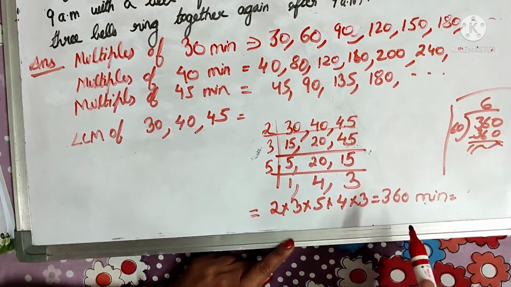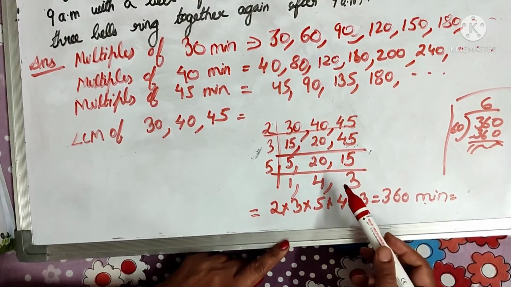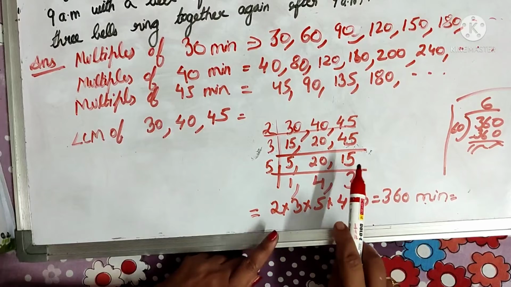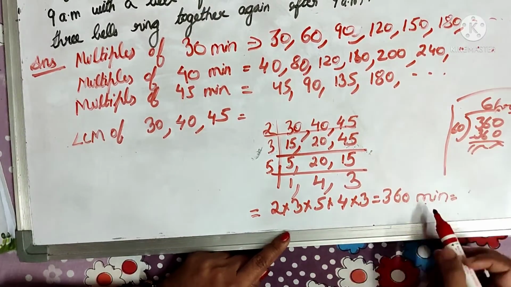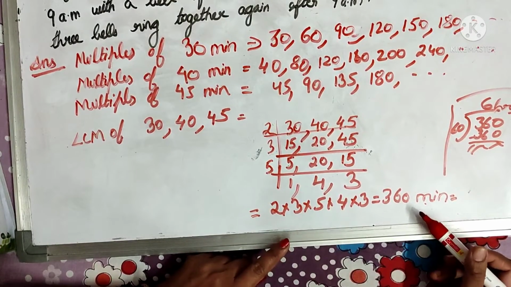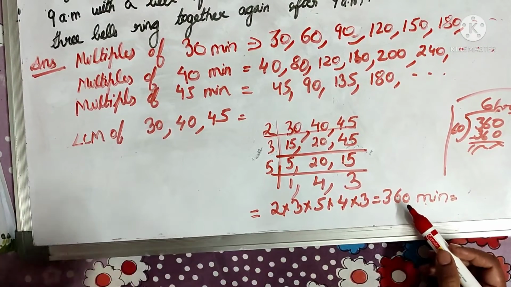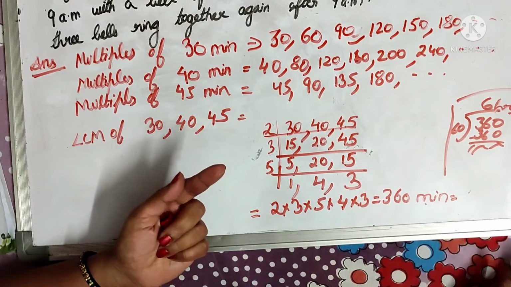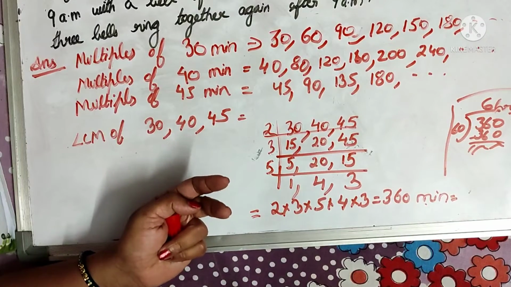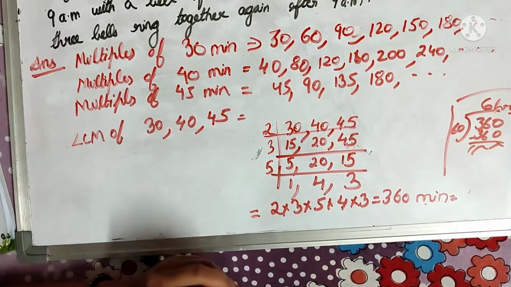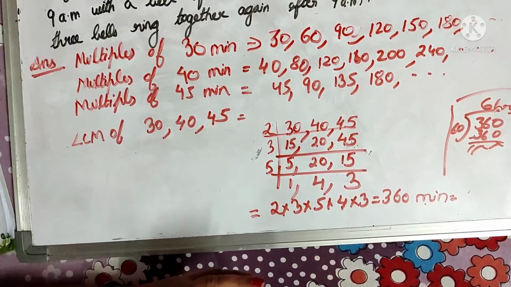So when will the 3 bells ring together? The 3 bells will ring together after 6 hours. 360 minutes means after 6 hours they are going to meet. So 6 hours means how much time will it be? 9 to 10, 10 to 11, 11 to 12, 12 to 1, 1 to 2, 3 p.m. Will it be 3 p.m. or not? In this way we are going to solve this example.